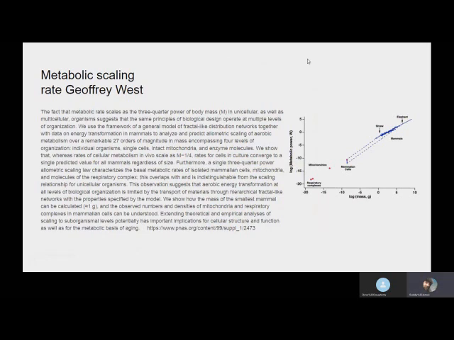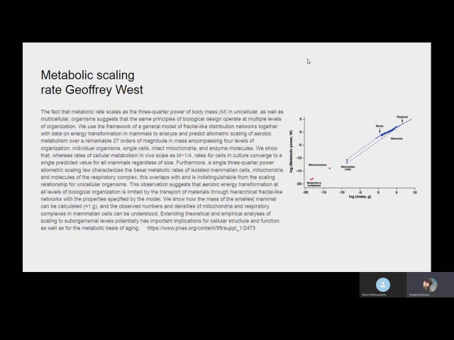The fact that metabolic rate scales as the 3/4 power of body mass in unicellular as well as multicellular organisms suggests that the same principles of biological design operate at multiple scales and multiple levels of organization.